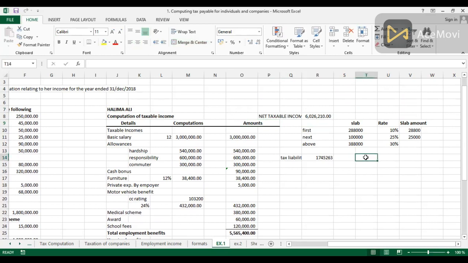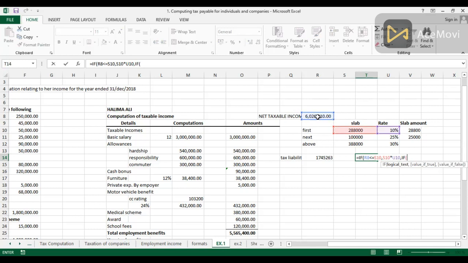So for that function, it will be equals. Then you start with if, press tab. So our logical test, it will be if our net is less or equal to 288, comma, then we will take 288 times 10%, comma. I think you are getting me. Then we'll introduce another if tab.